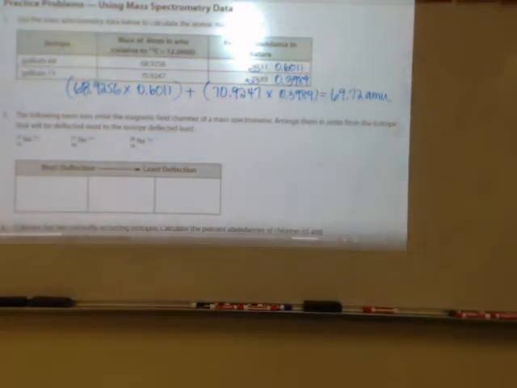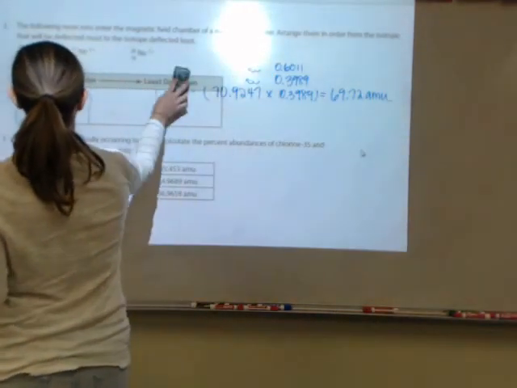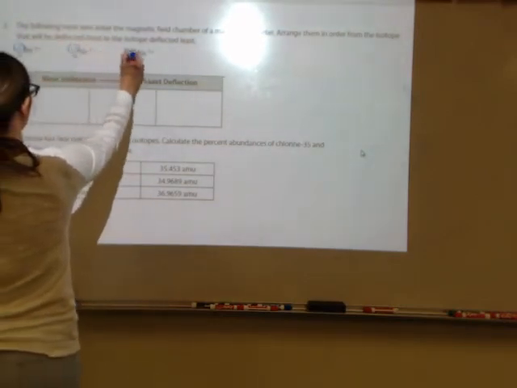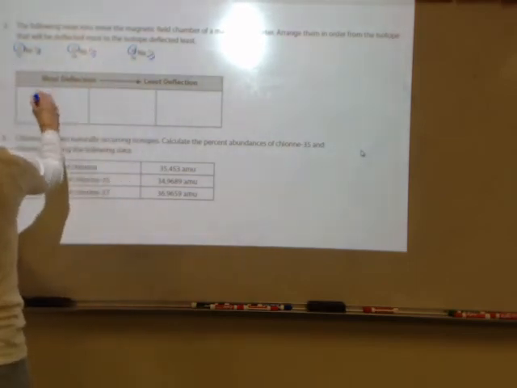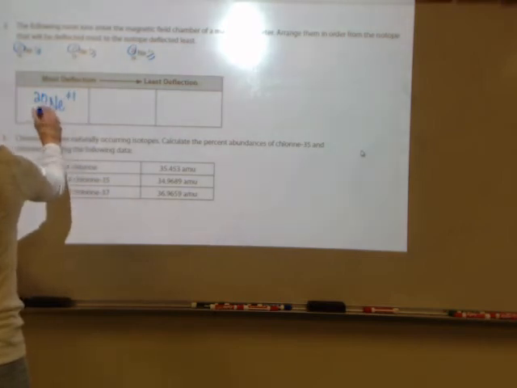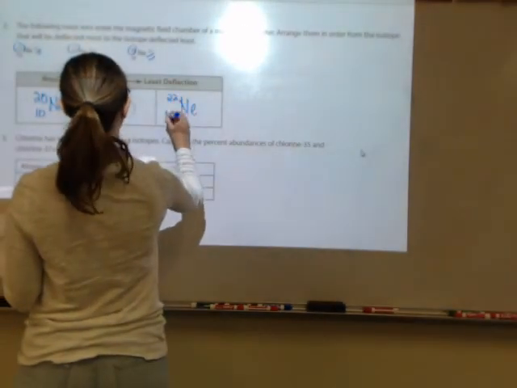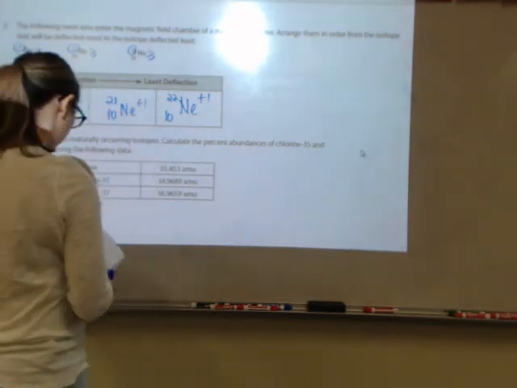If you take a look at number 2, we want to figure out which isotope is deflected the most and which isotope is deflected the least. The one that's going to have the most deflection is the least massive. So if I look at these mass numbers of 22, 21, and 20, because my charges are all +1, neon-20 will have the most deflection because it's the least massive, and neon-22 will have the least deflection, and then the other one will be in between.